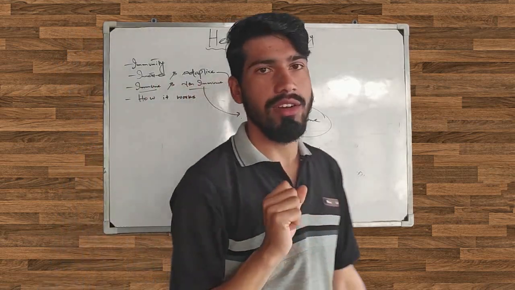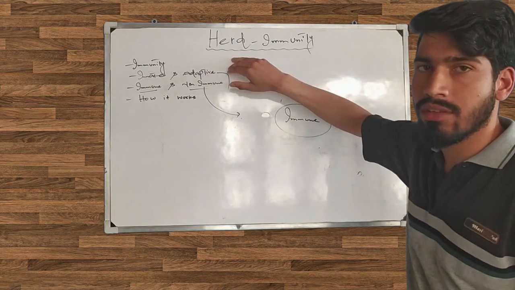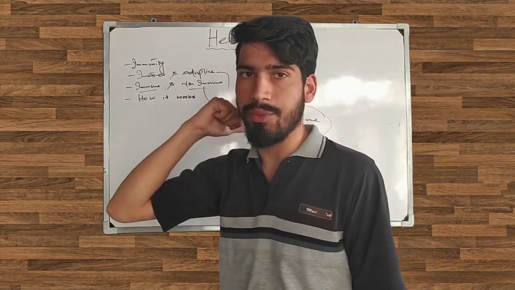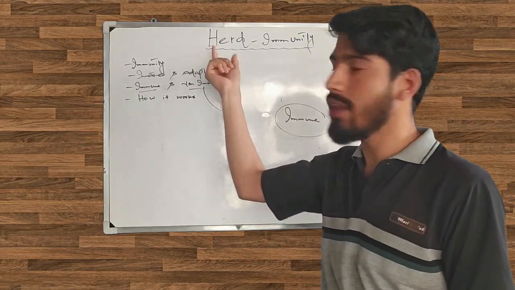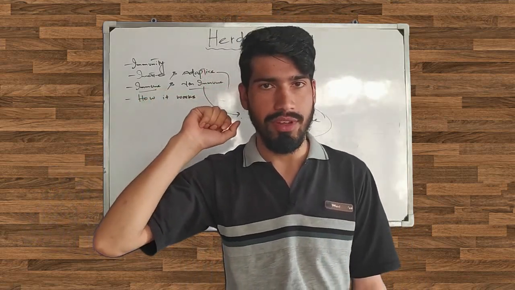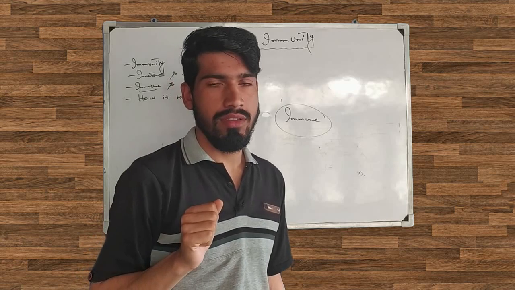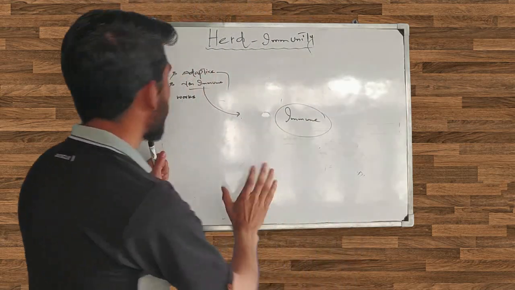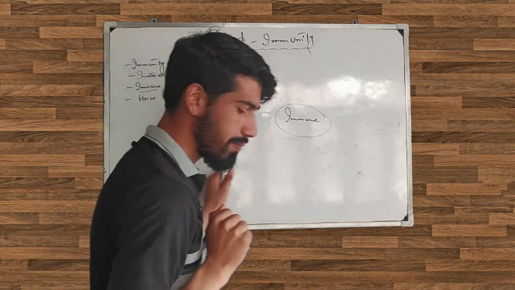What is actually herd immunity? Now come to the main topic, herd immunity. How does it work and what is herd immunity? Herd means simply a group. It's also called group protection immunity. It's also called community immunity. So what happens in herd immunity, how does it work?